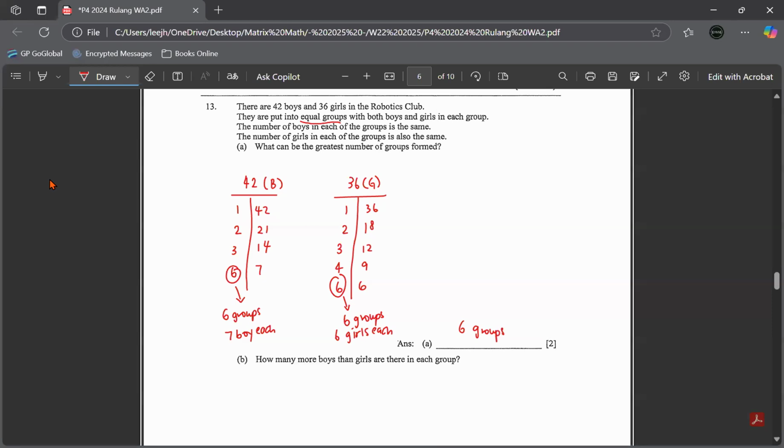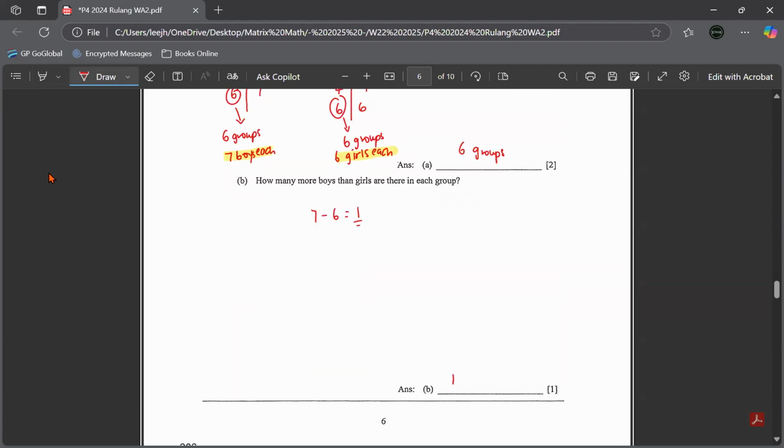Now the question asks, how many more boys than girls are there in each group? So we can see one group has 7 boys, one group has 6 girls. So you just take 7 minus 6. The answer is just 1. So how many more boys? One more boy than girls in each group. Okay. So I'm going to move on to the next one, which is question number 14.